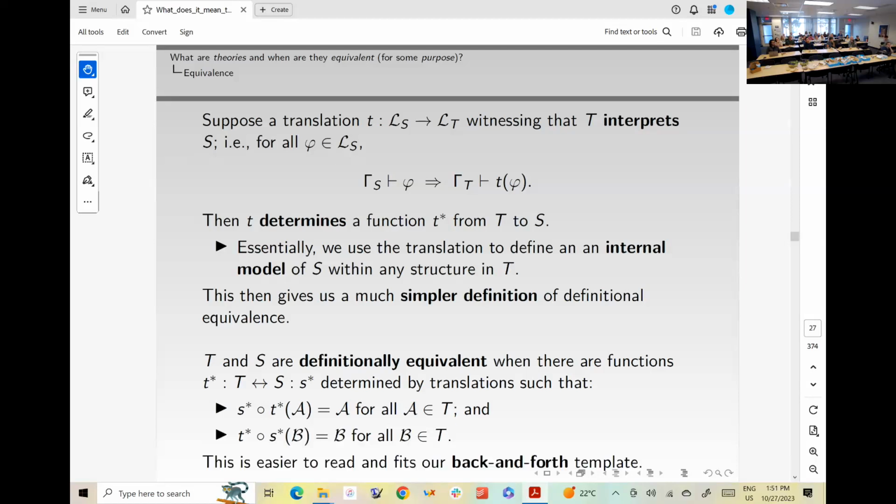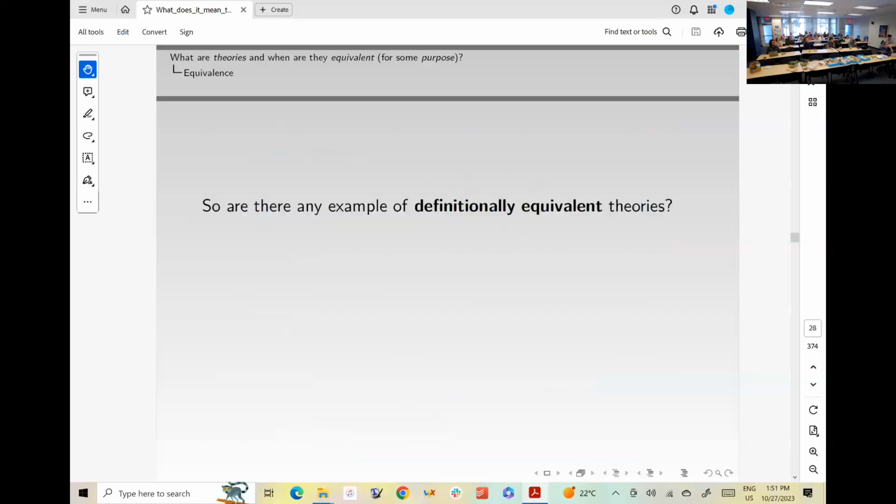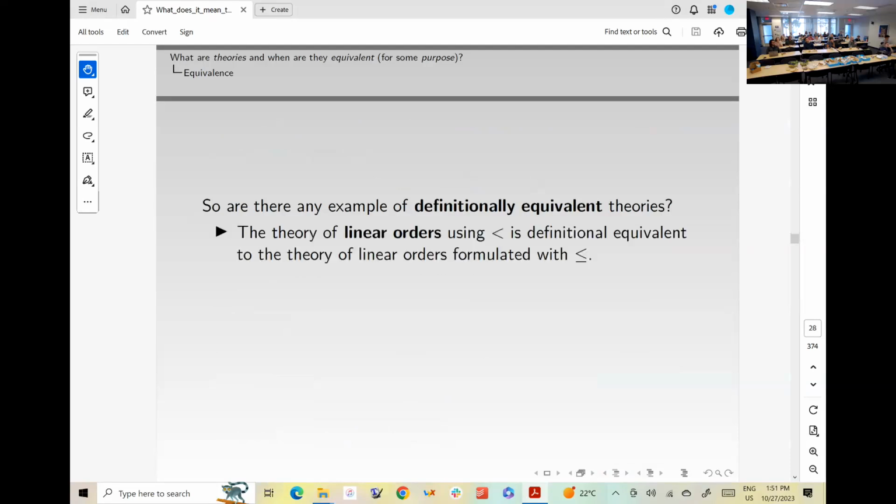Okay, so this does fit into our back and forth template, and it's easy to read, I think. And in general, when you're doing these arguments, this is usually the natural place to work. Okay, so are there any examples of definitionally equivalent theories? So here are a few. A classic one: the theory of linear orders, axiomatized using the less than relation, is going to be definitionally equivalent to the theory of linear orders formulated with the less than or equal to relation.